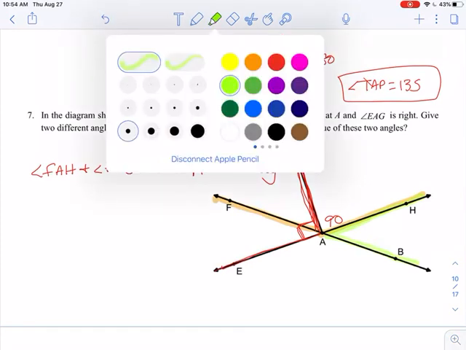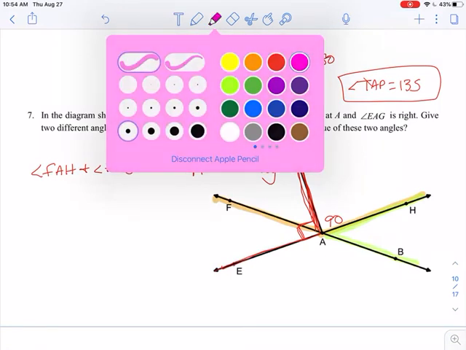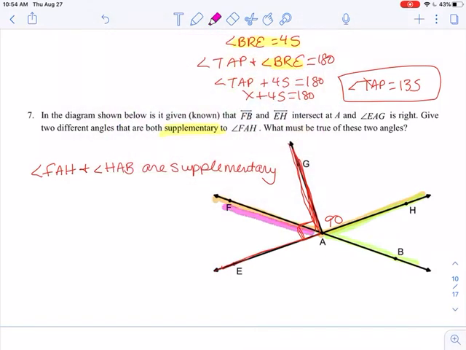And also, let me do another one, get another color here. I'll get this pink. This angle right here next to it, angle EAF and angle FAH are supplementary. Again, because they form a linear pair. Okay, if they're both supplementary to FAH, then those 2 angles have to be congruent.